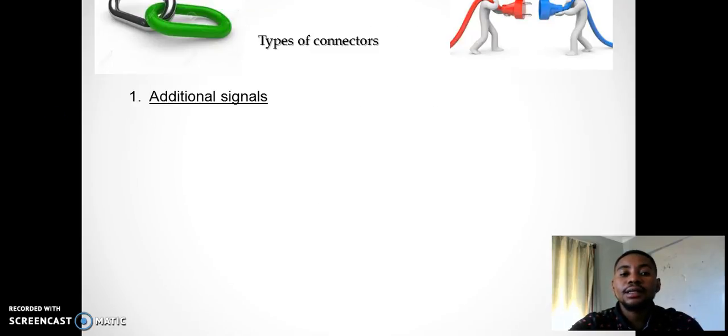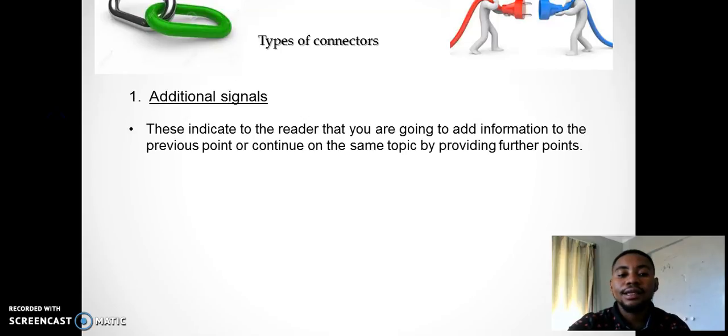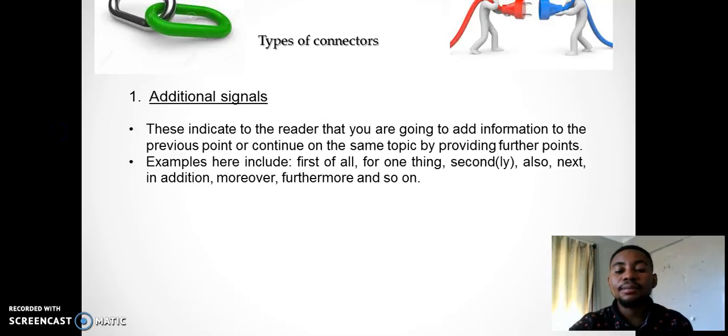Types of logical connectors. We have additional signals. As the name suggests, these types of logical connectors add information. These indicate to the reader that you are going to add information to the previous point or continue on the same topic by providing further points. Examples are first of all, for one thing, secondly, also, next, in addition, moreover, furthermore, and so on.